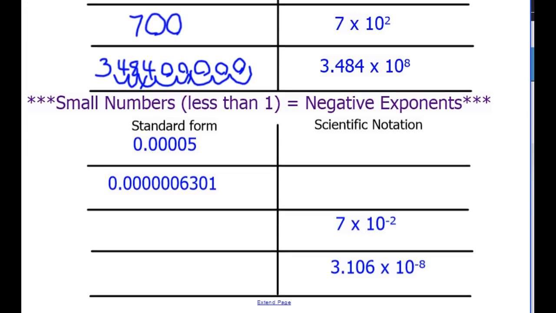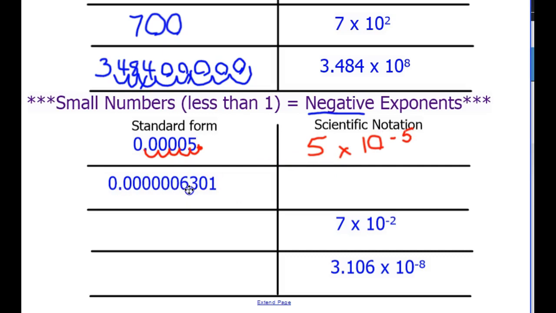Now down here we have small numbers, numbers that are less than 1. So they're going to have negative exponents. What we're going to do again is count until we get behind our number. So 1, 2, 3, 4, 5. If we put our decimal point there, it is 5 times 10. Now it's less than 1, it's a small number, so we have a negative exponent. 1, 2, 3, 4, 5. So 10 to the negative 5th power.